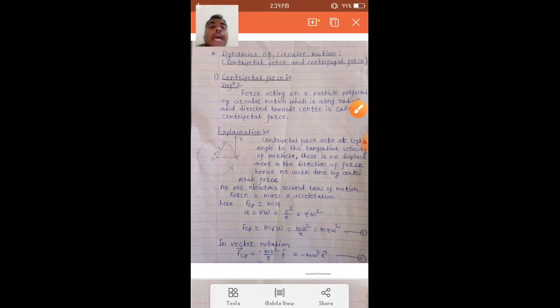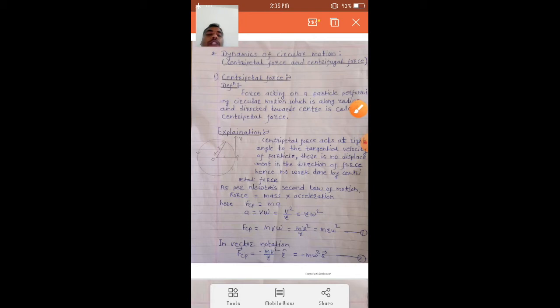Centripetal force acts at right angle to the tangential velocity of the particle. There is no displacement in the direction of the force, hence no work done by centripetal force. See this diagram. The direction of force is toward the center and the direction of the tangential velocity is in this way; both are perpendicular to each other, hence there is no work done by the centripetal force.